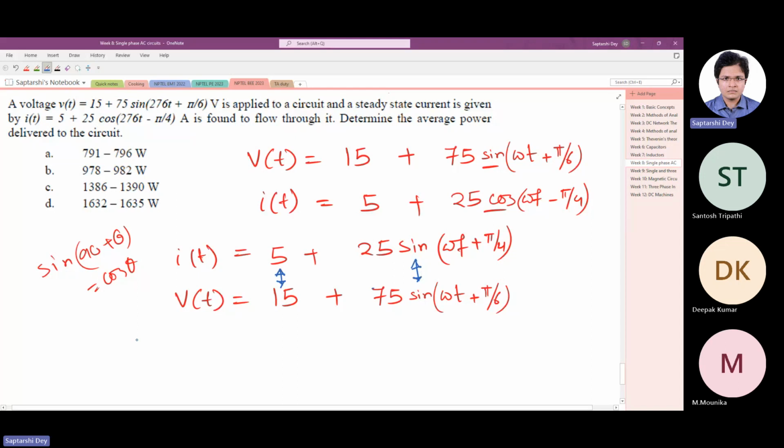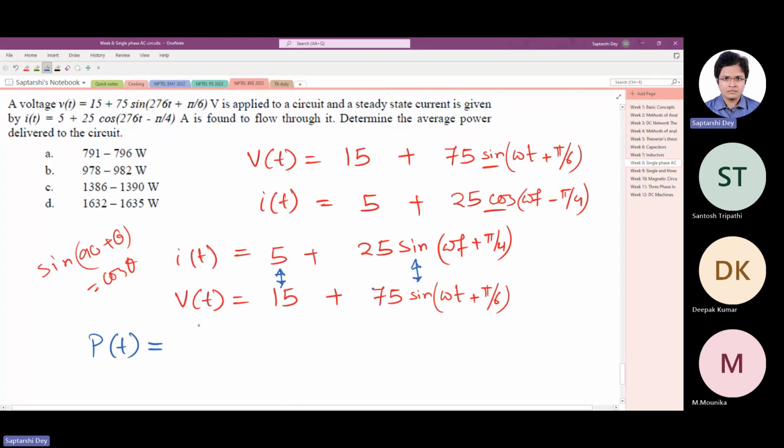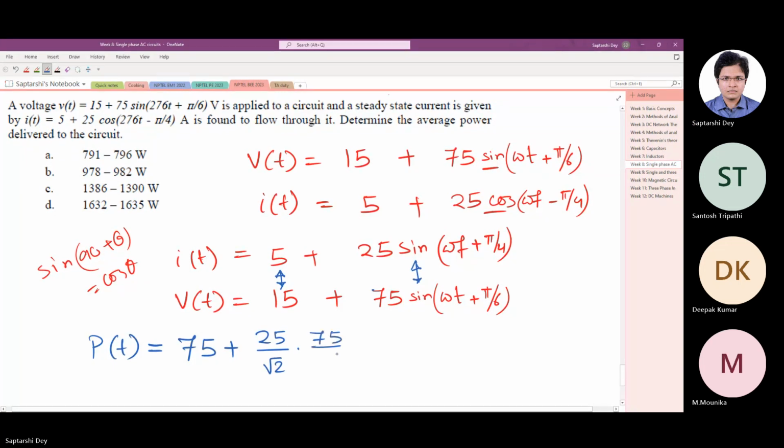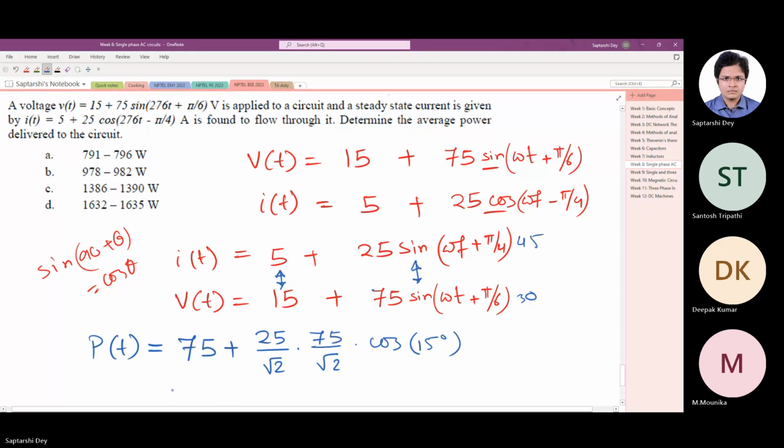Now, these are DC values. So DC power is 15 times 5, 75 watts, and AC power is V RMS times I RMS times cos phi. Here the phase difference is 45 minus 30, which is 15 degrees. So whatever you get, that is the answer.